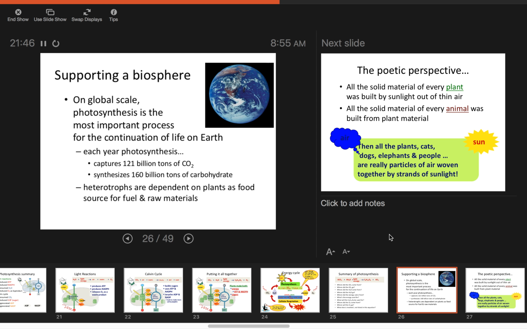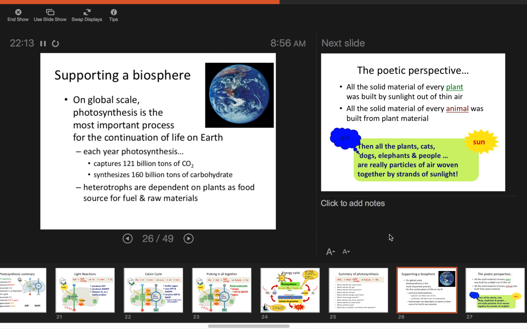Okay, so on a global scale, photosynthesis is probably the most important process for the continuation of life on Earth, because you take this inorganic carbon and turn it into an organic form that you can use. It captures over 121 billion tons of carbon dioxide from the air and makes over 160 billion tons of carbohydrates. Heterotrophs are dependent on plants. You can trace your food back to a plant and ultimately to the sun.